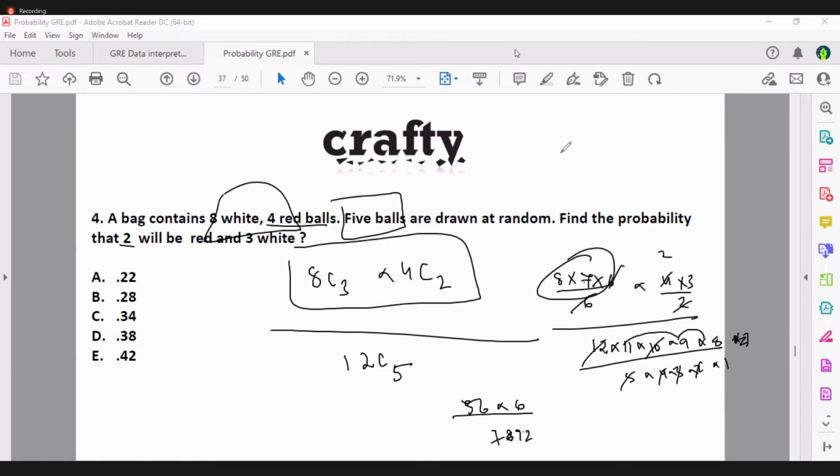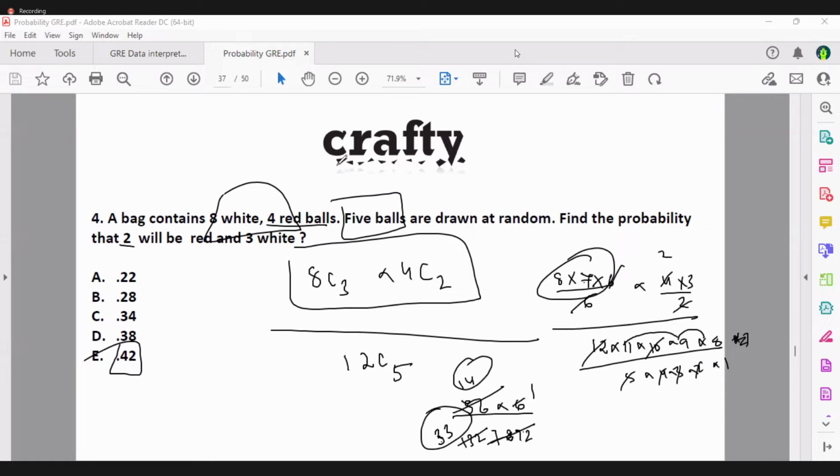792 is divisible by 6. So 6 times 1, and 132. And then 56 divided by 132, by 4 it will go as 14, and by 4 this will go as 33. So 14 by 33, so 0.42. Okay, so that would be the answer.